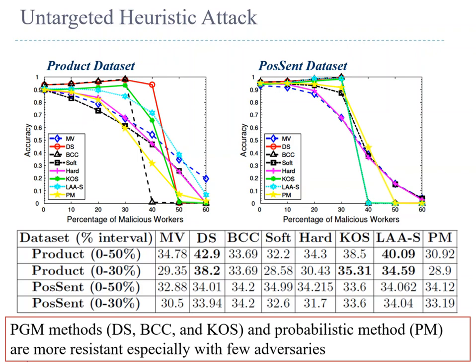The table shows the AUC of different methods over two intervals. The interval of 0 to 30% of malicious workers as a realistic attack setting, and the interval of 0 to 50% for more aggressive attacks. Overall, DS and LAS are the most resilient for this attack.